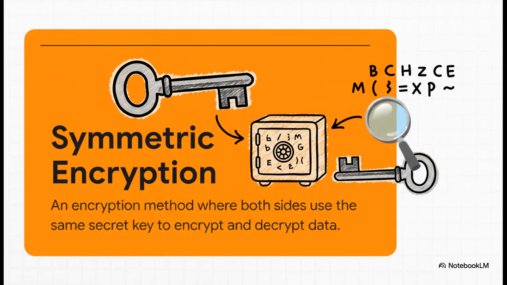All right, so one idea that came up was something called symmetric encryption. It's actually pretty simple. You've got one single secret key. You use that key to lock, or scramble up, your message, and the person on the other end uses the exact same key to unlock it. Just like a key to a safe, right? Same key locks it, same key opens it.